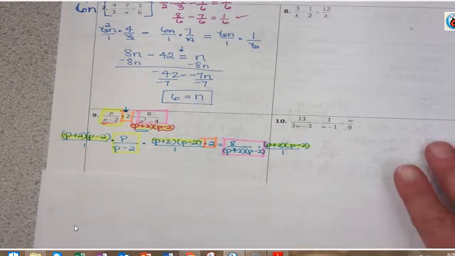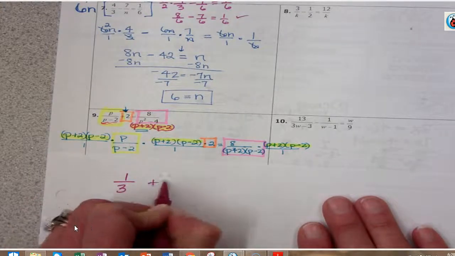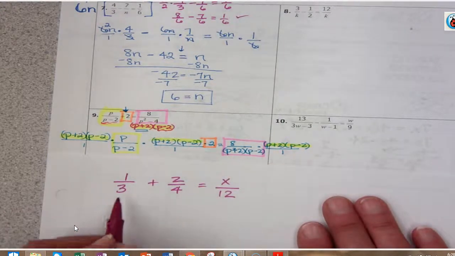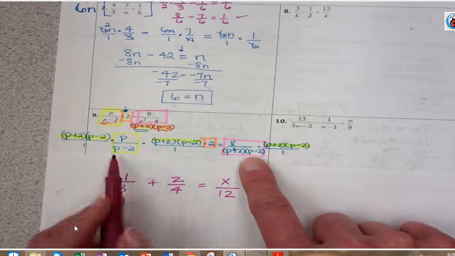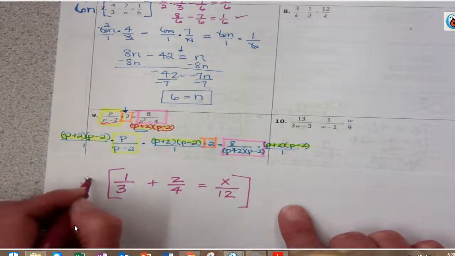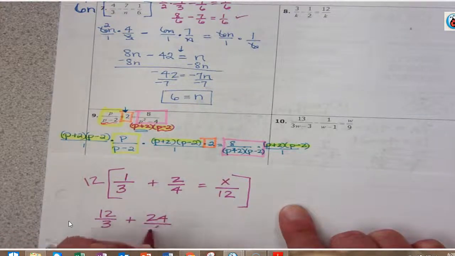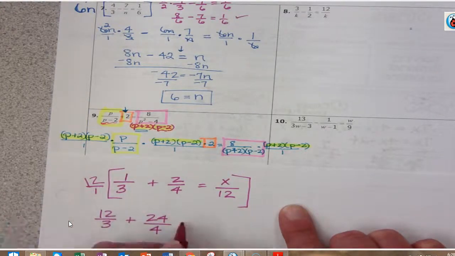So if I were to put this in easier numbers, if I was to take 1/3 plus 2/4 equals x over 12, and I'm saying that this denominator incorporates some of these, I multiplied everything by 12. I'm going to get 12 over 3 plus 24 over 4. Do you see I'm multiplying the numerator times the numerator, equals 12 over 12, 12x over 12.